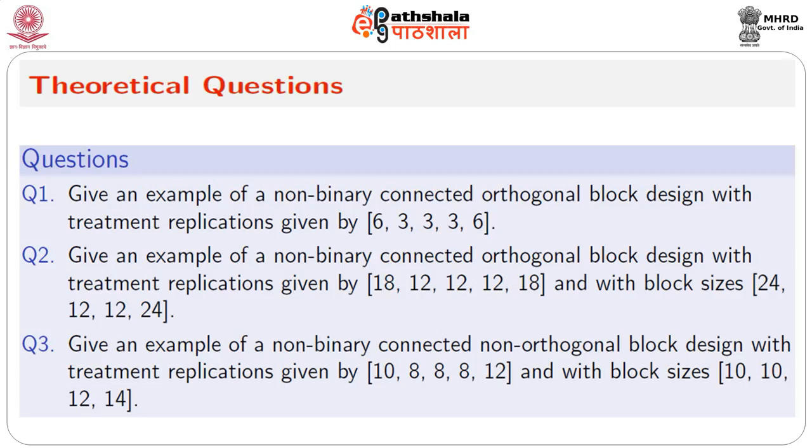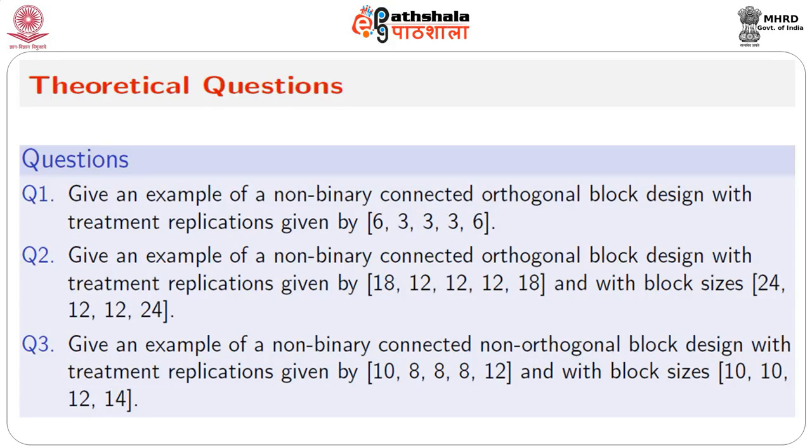Treatment replications given. So there are 5 treatments, V equal to 5. And the replication totals are 6, 3, 3, 3, 6. We have to figure out how many blocks we are talking about and then what are the incidence numbers so that they satisfy the condition of orthogonality. It's not difficult, but you have to figure out how many blocks you are dealing with, okay?